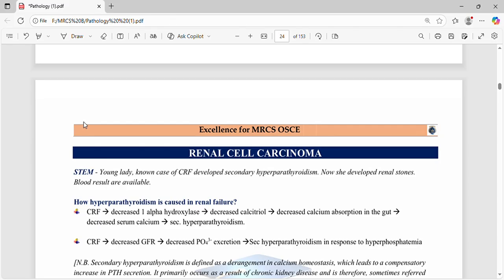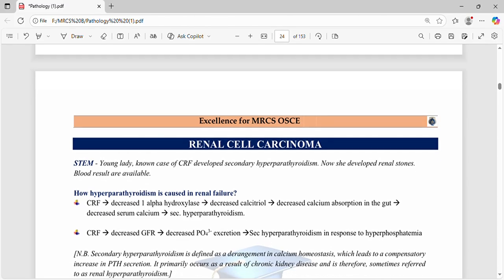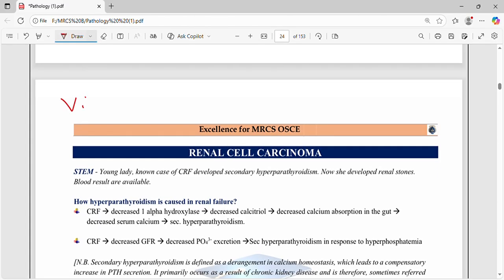So in CRF, we have chronic renal failure, decreased 1-alpha hydroxylase, decreased calcitriol, decreased calcium absorption in the gut, and decreased serum calcium, and so we have secondary hyperparathyroidism. Also, you must know that for vitamin D, cholecalciferol, we have 1,25 dihydroxy cholecalciferol. This is the active form of vitamin D.